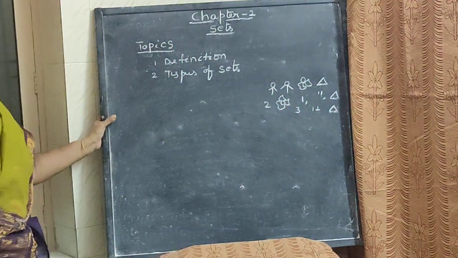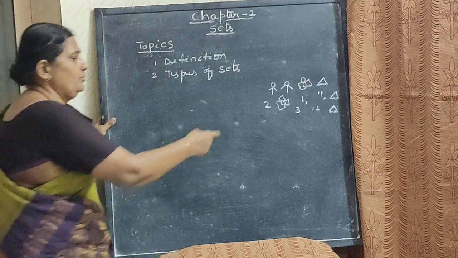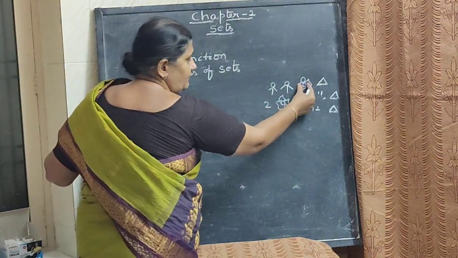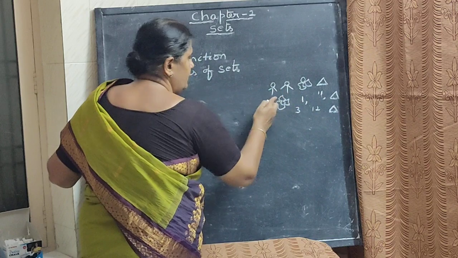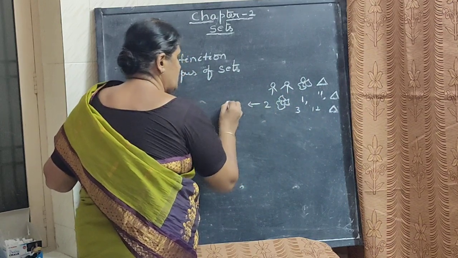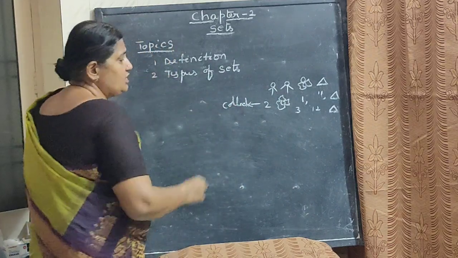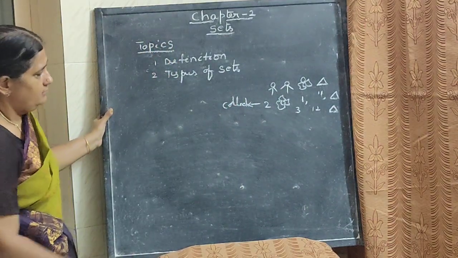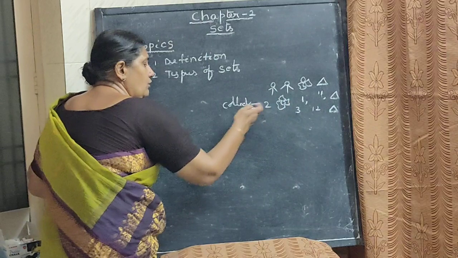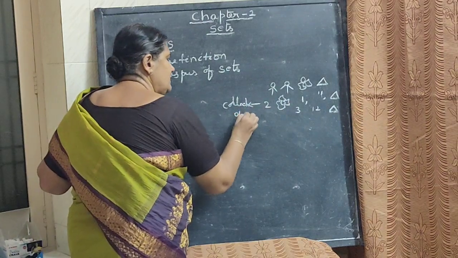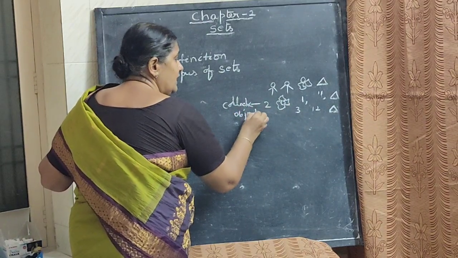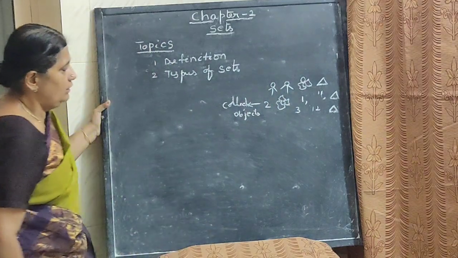What is the name of this one? We can't say because so many objects are there. Persons, flowers, triangles, numbers. That means it is only collection. Collection of what? Objects. Do you understand or not? Only collection of objects. This is collection of objects. Now listen.